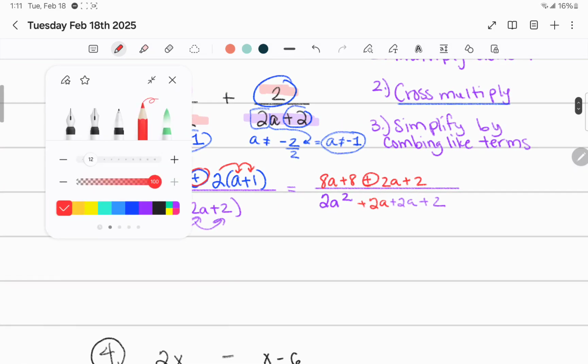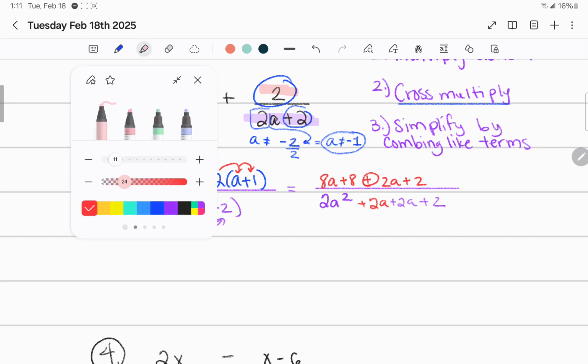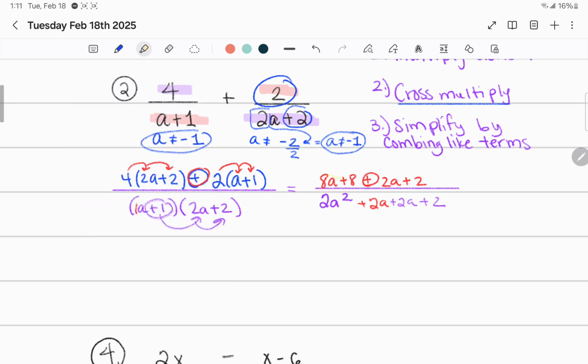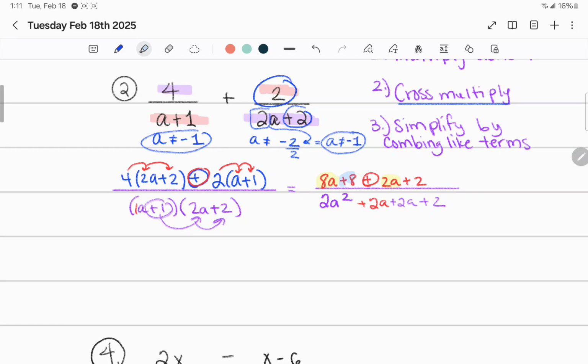So now our final step, simplify by combining like terms. So our like terms here would be 8a for the top and 2a. And then we have 8 and 2 for the top. So let's combine that. 8a plus 2a, that equals 10a. And then 8 plus 2, for the ones that don't have a's, that's positive 10.